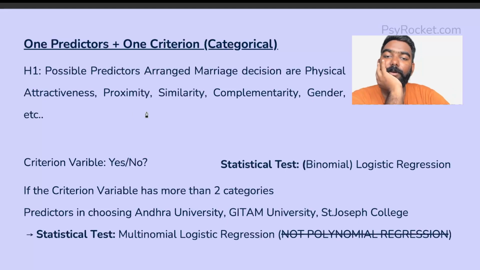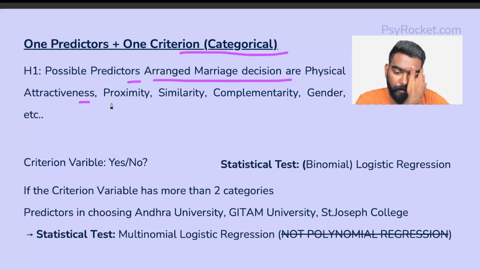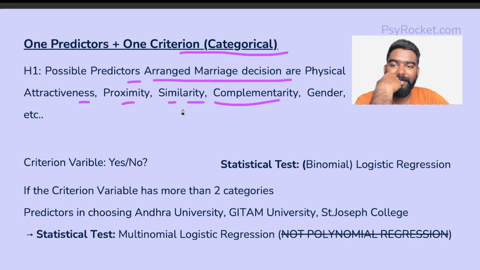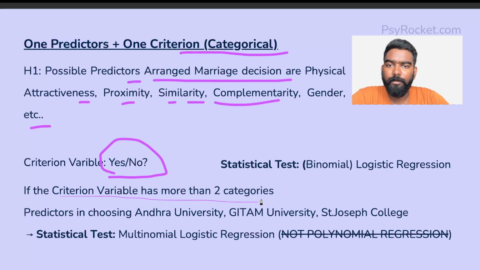Okay. Now, what if our criterion variable is categorical? Possible predictors in arranged marriage decisions are physical attractiveness. In interpersonal attraction also, we might have studied these, right? Physical attractiveness, proximity, similarity, complementarity, gender, etc. And our criterion variable is yes or no, whether that bride or bridegroom will say yes or no to that particular match.